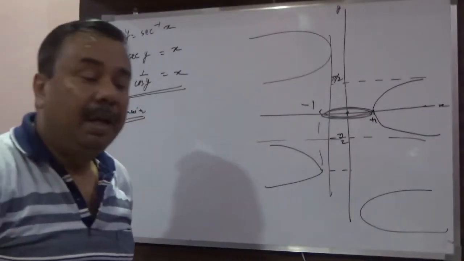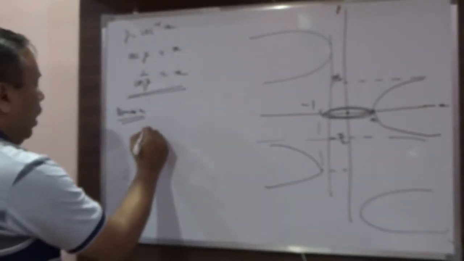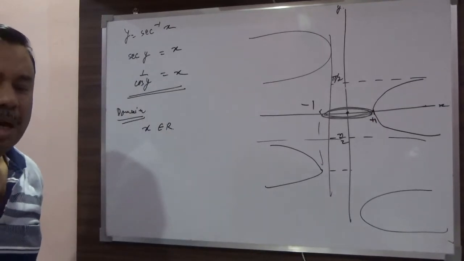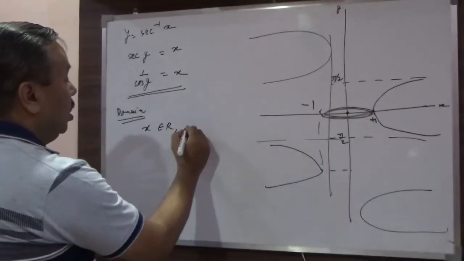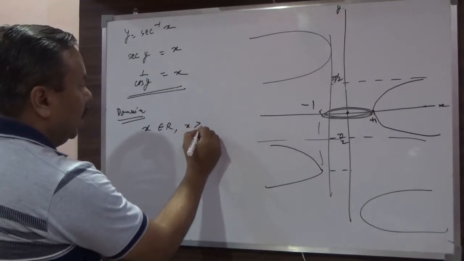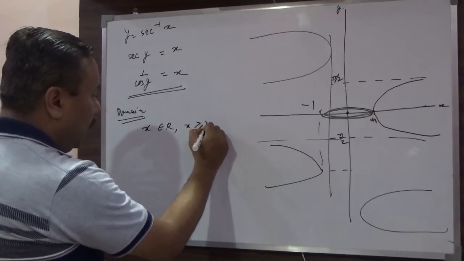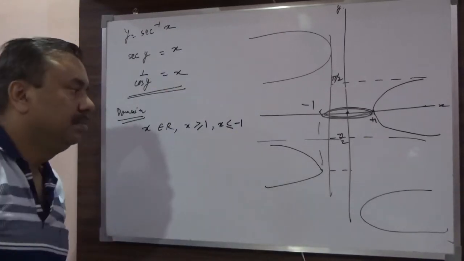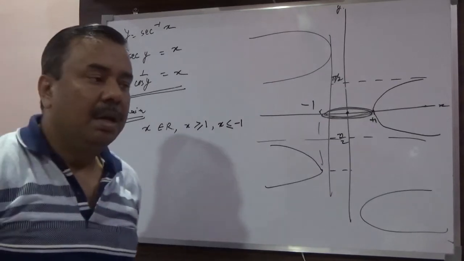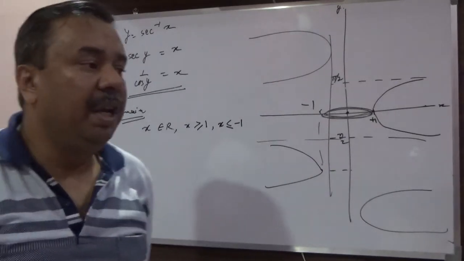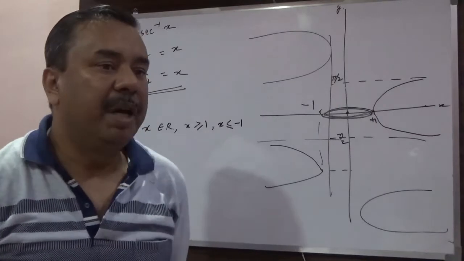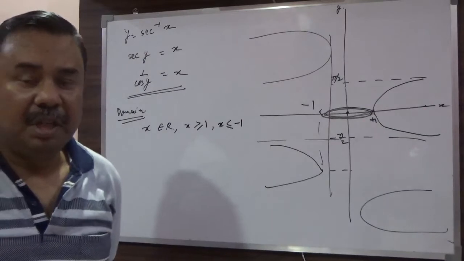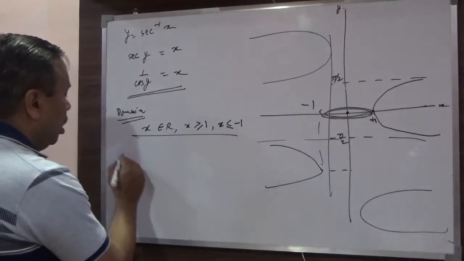My domain will be x belonging to R, but subject to the condition that x is greater than or equal to 1 and x is less than or equal to minus 1. Okay, x should not be lying between 1 and minus 1. Then only you can find out the value of sec inverse x. This is your domain.